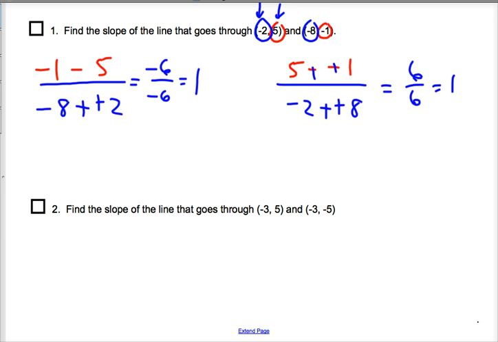I want to pause right here, try this one on your own, see if you can get the right answer, or see what, I think this one's a little bit different, but at least get it set up.